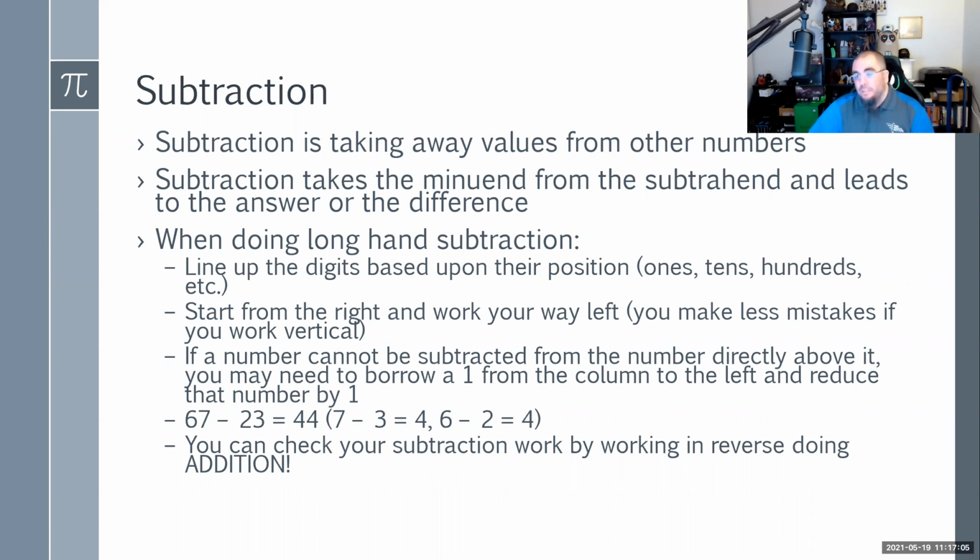So when doing longhand subtraction, meaning that you're actually writing stuff out, you line the digits up based upon their place values, the ones, the tens, the hundreds, the thousands, the tenths, the hundredths, whatever you have to do, and work your way to the left. So you start on the right and move that way. You will make fewer mistakes if you work vertically when you're doing handwritten mathematics. If the number cannot be subtracted from the number above it, you may need to borrow 1 from the column to the left and reduce that number by 1. In the case here, we have 67 minus 23 is 44.